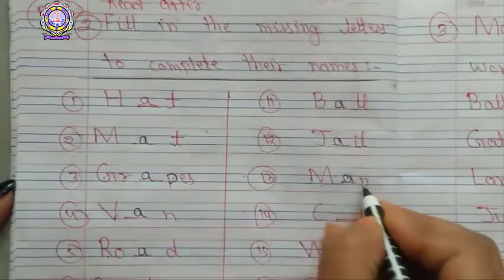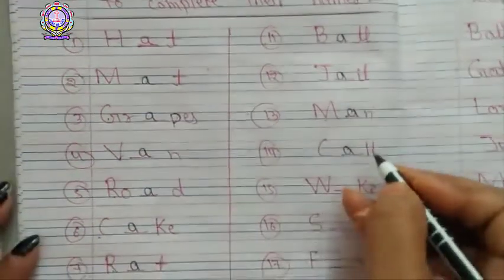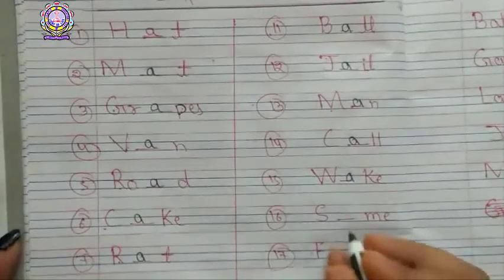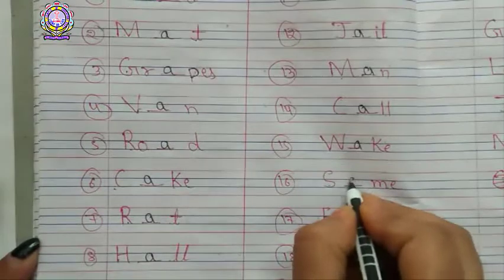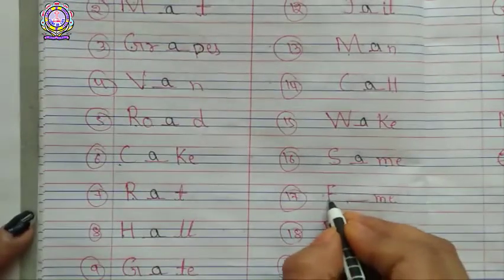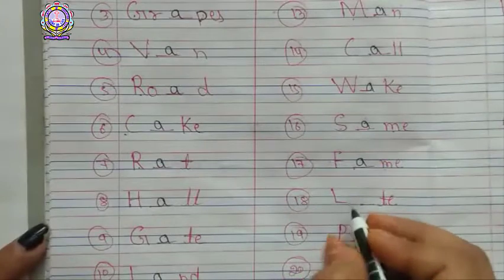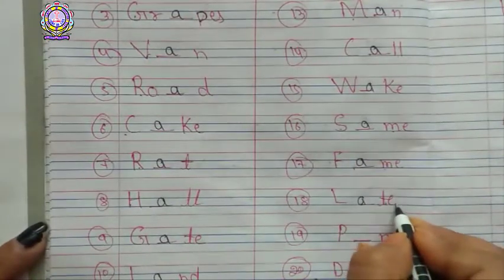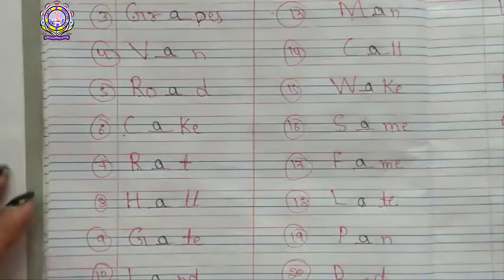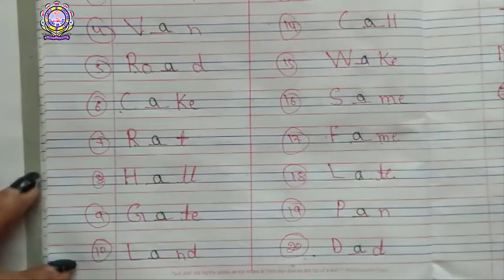M A N, man. What we read? Man. C A double L, call. W A K E, wake. What we read? Wake. Let's see another one. S A M E, same. Let's write another one. F A M E, fame. Let's see 18th number. L A T E, late. Let's see another one. P A N, pan. What we read? Pan. Let's see the last one. D A D, dad. What we read? Dad.